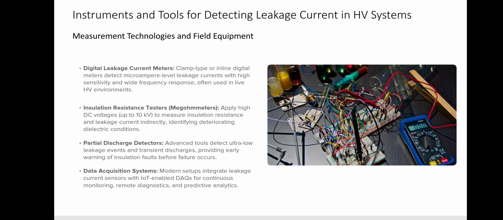Partial discharge detectors: advanced tools detect ultra low leakage and transient discharge events, providing early warning of insulation faults before failure occurs. Data acquisition systems: modern setups integrate leakage current sensors with IoT enabled DAQs for continuous monitoring, remote diagnostics, and predictive analysis.